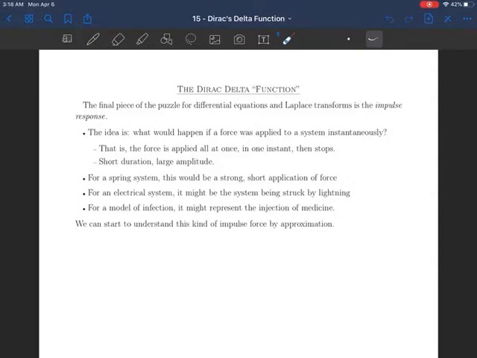Hi everyone and welcome. So today we're going to be talking about the last of our topics related to Laplace transforms. We're going to talk about the Dirac delta function. You notice I put function in quotation marks for reasons that will become clear shortly.